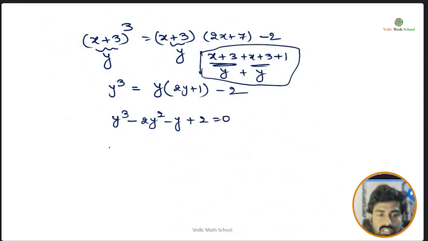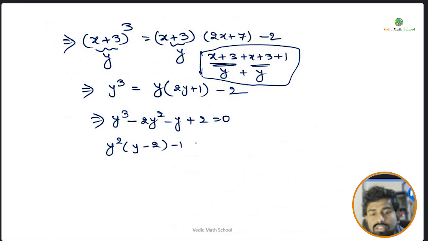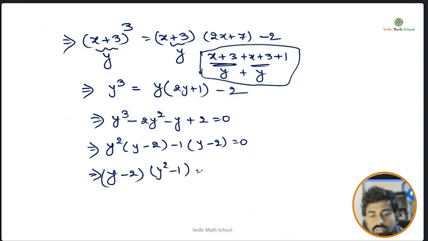Now how are we going to do this? I'm going to take y square common from this equation. y square common, so y minus 2, and minus y common, so y minus 2 equal to 0. So from there, y minus 2 I'm going to take common from here, so it will become y square minus 1 equal to 0. So from here what will we get? y equal to 2, and from here we will get y equal to plus 1 or minus 1.